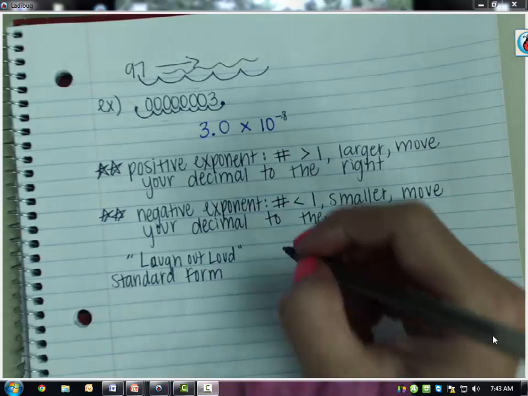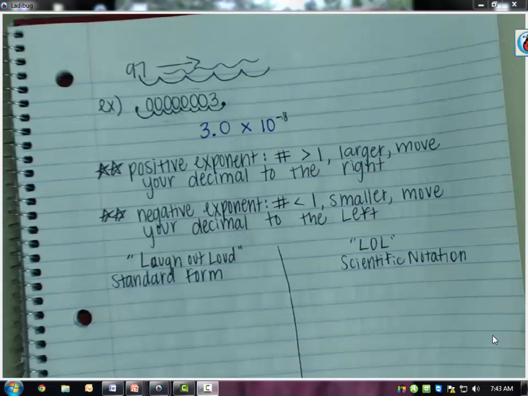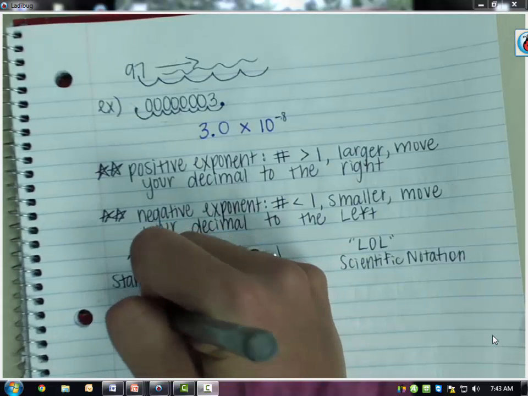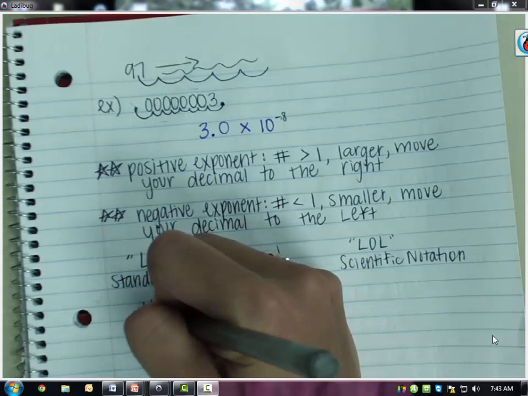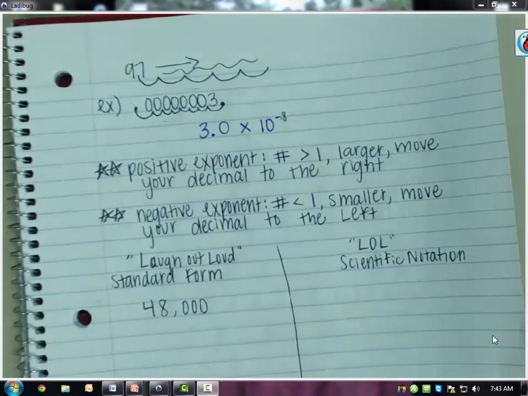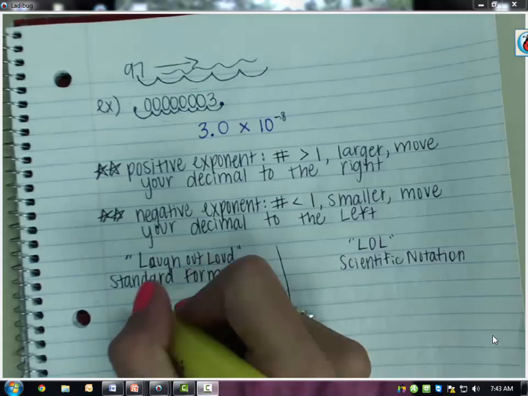Alright, so did you just pick and choose, like you did some in standard form to scientific and then some in scientific to standard form? Okay. Alright, so let's look at 48,000. We want to get our standard form into scientific notation. Pause it and see if you can do it on your own.